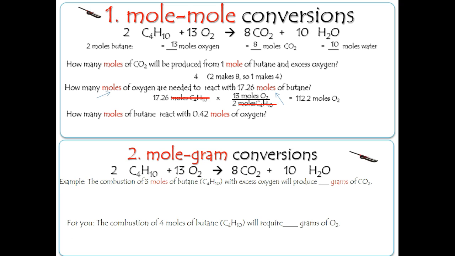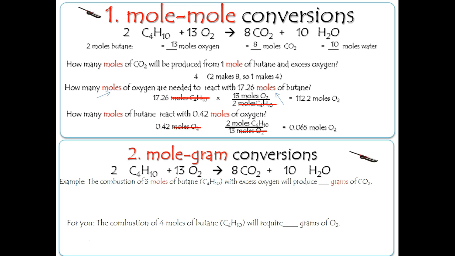How many moles of butane react with 0.42 moles of oxygen? Well, let's start with what we're given, 0.42 moles of oxygen, right? And we want to know how many moles of butane are required to react with it. Well, it's a little less than a sixth, right? 1 over 6.5. And so we can go ahead and do that. Every 13 of those only required 2 of those, so it's multiplying it by 2/13. And when you do that, we should get a much smaller number. We only needed 0.065 moles of butane.